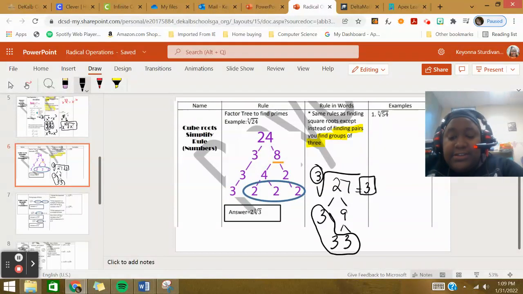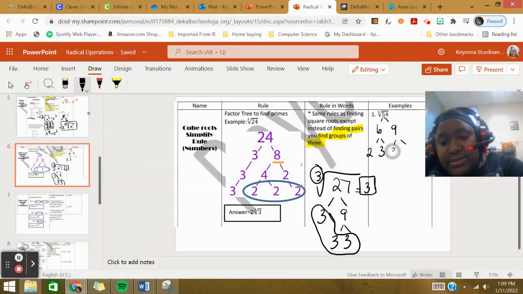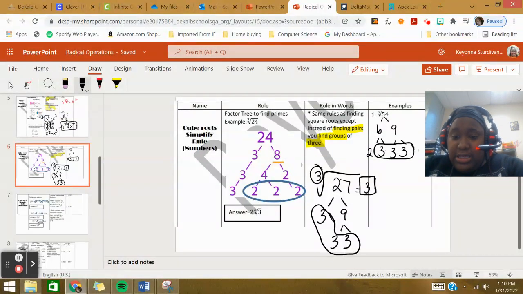All right, let's look at 54. Again, you need factors of 54. 54 is going to give you 6 and 9, or you can use a different combination of numbers, but let's do 6 and 9. 6 is going to give me 2 times 3, and then 9 is going to give me 3 times 3. Now, every group of 3, every set of 3, I can group together, and any individual numbers that's not a set of 3 will go back under the radical.